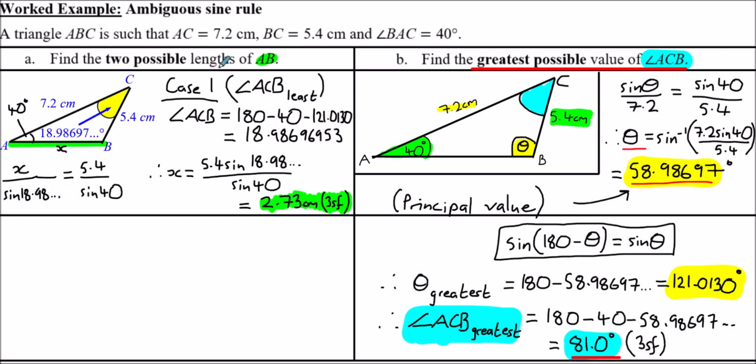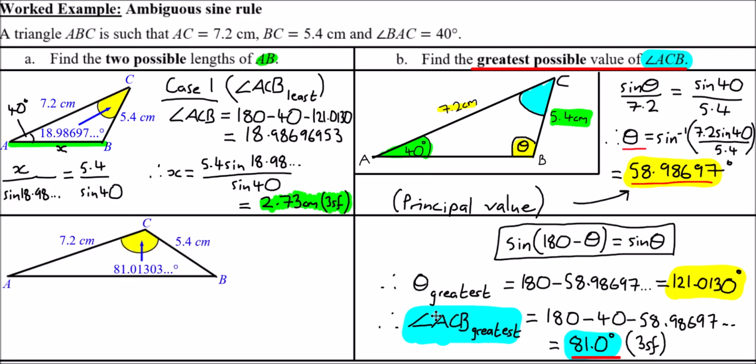Or it could be the second case. That's case 1. Case 2 is where ACB is at its greatest. And so ACB, where it's at its greatest, was 81.0 degrees. To be more accurate than 81.0, it was 81.01303. So I'll just say case 2, angle ACB.